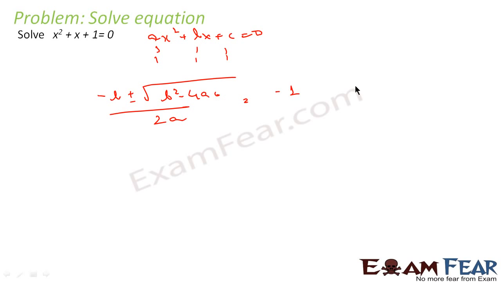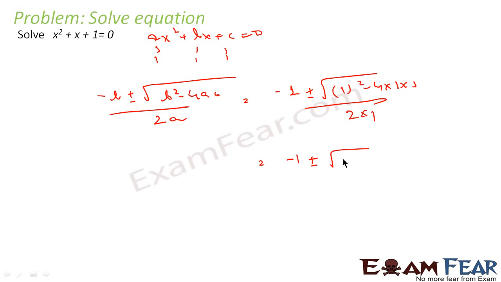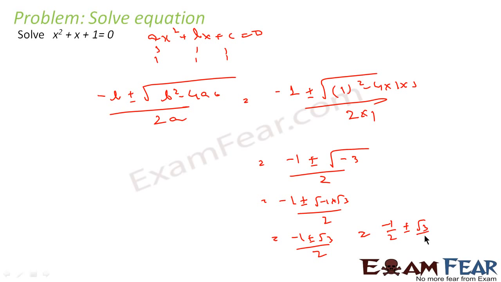So minus b is equal to minus 1 because b is equal to 1, plus minus root b square is equal to 1 square minus 4, a is equal to 1, c is equal to 1, by 2 into a is equal to 1. So this becomes minus 1 plus minus root 1 minus 4, which is minus 3, by 2. So root of minus 3 is, if you see, root of minus 1 into root of 3, and root of minus 1 is equal to i. So this becomes minus 1 plus minus i root 3 by 2. So we can also say it is equal to minus 1 by 2 plus minus root 3 by 2 i, and this is the answer.